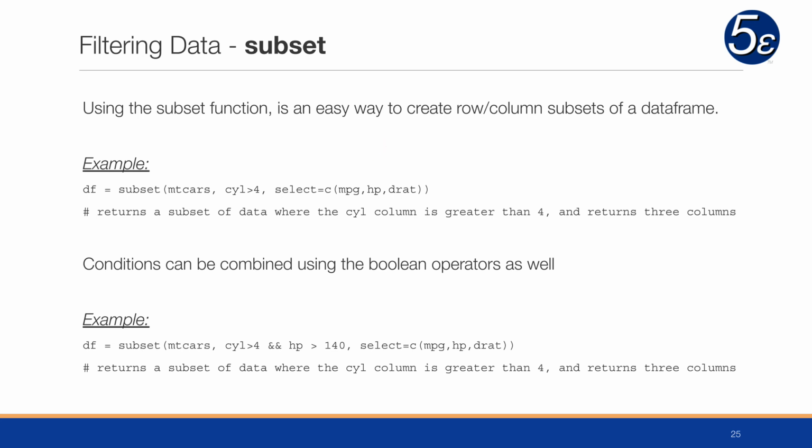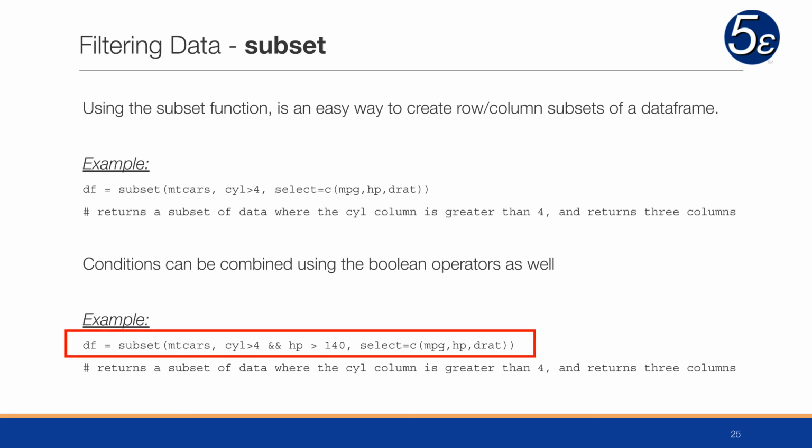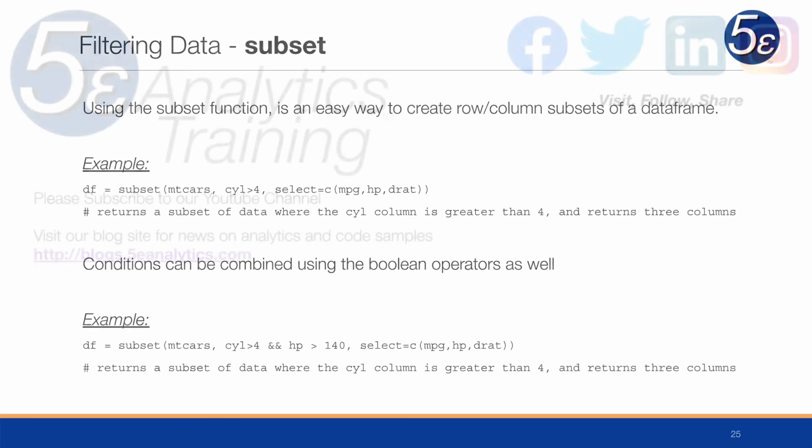But these conditions can be combined using the Boolean operators. So in this example here, we have the subset of MT cars, cylinder is greater than 4, and HP is greater than 140. And then we would select the columns that we want. So this will return a subset of data where the cylinder is greater than 4 and the HP column is greater than 140, but will only give us those 3 columns.